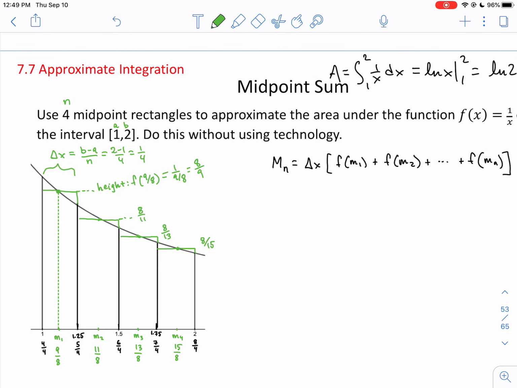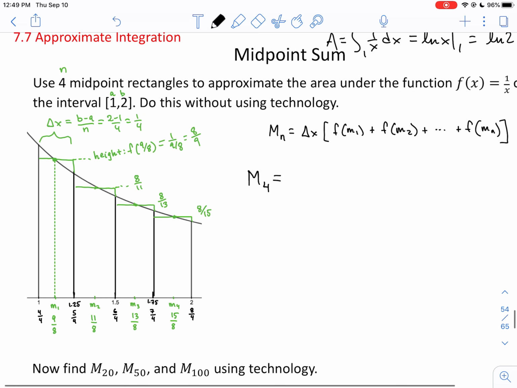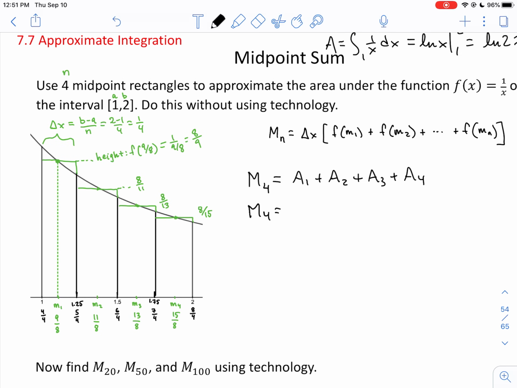All right, so now we're just going to add the areas of these 4 rectangles by hand, and we're going to get an answer. We're going to use a capital M to stand for doing a midpoint rectangle. Subscript will tell you how many. According to what we're seeing here, there's really just 4 rectangles. You could say area 1 plus area 2 plus area 3. That's all we're doing, just adding the areas of the 4 rectangles. To find the area of each one, you would do the delta x and multiply it by f of m1. So I'm writing generally here. The next one would be delta x times f of m sub 2.